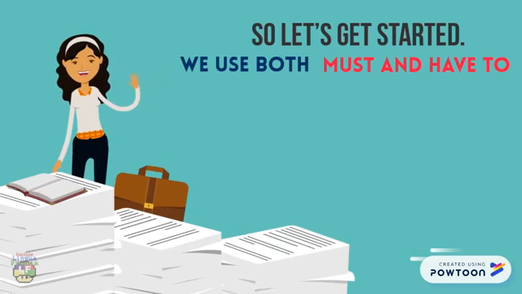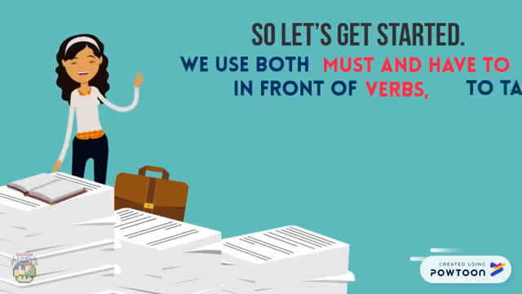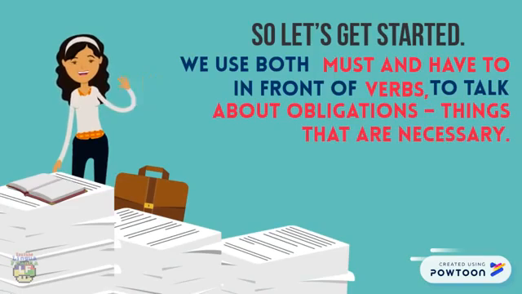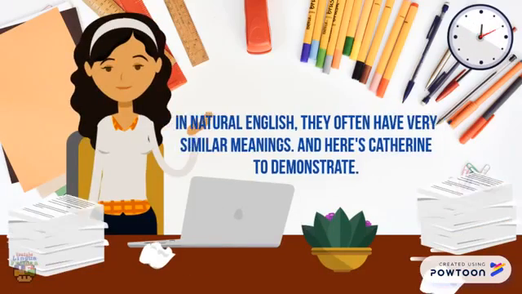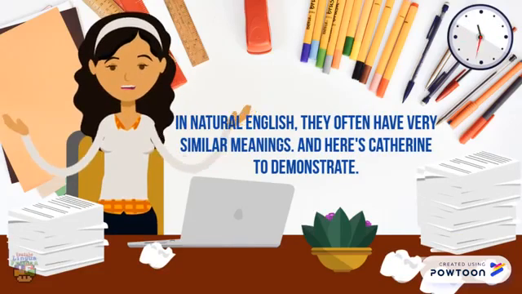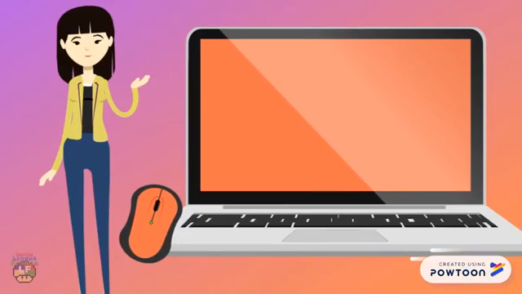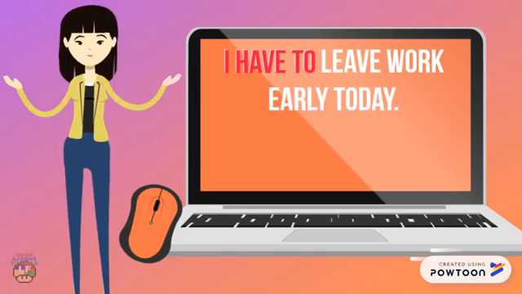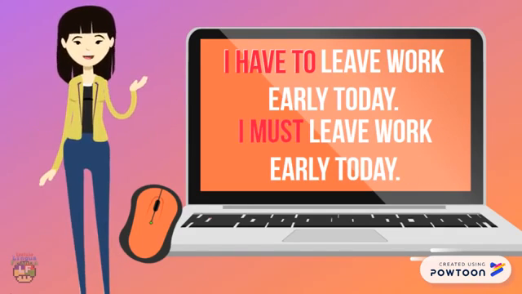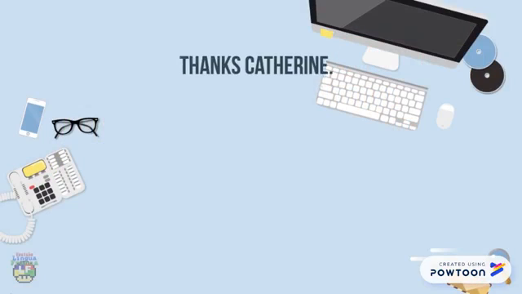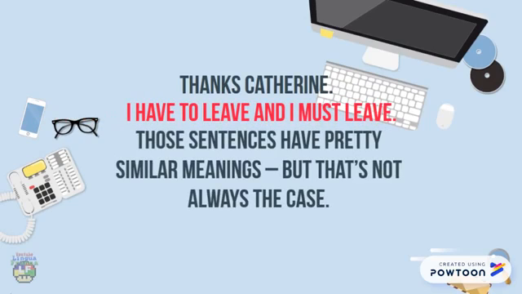We use both must and have to in front of verbs to talk about obligations, things that are necessary. In natural English, they often have very similar meanings. And here's Catherine to demonstrate. I have to leave work early today. I must leave work early today. Those sentences have pretty similar meanings, but that's not always the case.